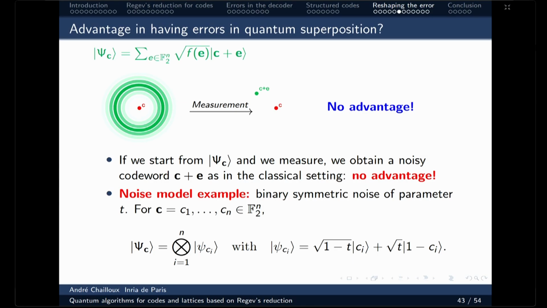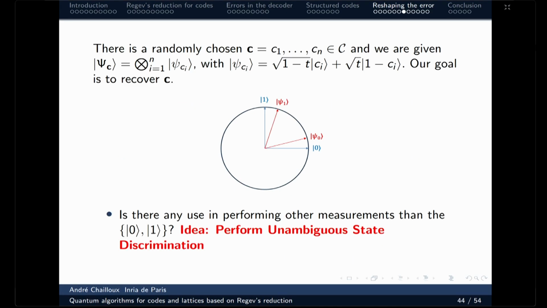I'll take as an example the binary symmetric noise of parameter t, which means that each bit I flip with probability t. But now I have errors in quantum superposition, so each c_i is transformed into this pure state, √(1 minus t) c_i plus √t times the bit which is flipped, right? And you take the tensor product, so you have a product state related to C. That will be my error noise model, my example.